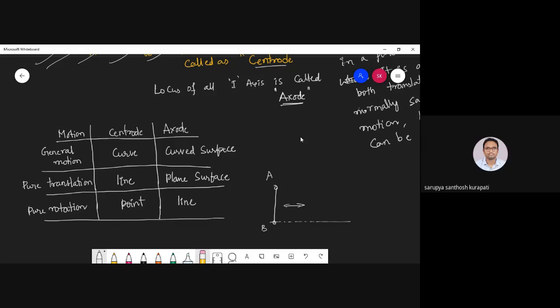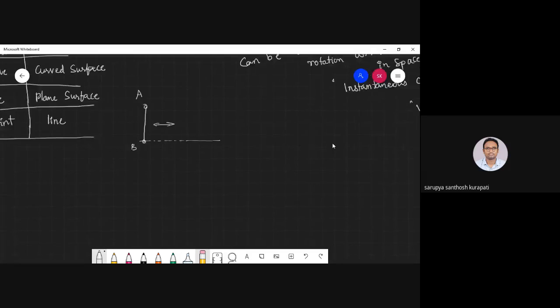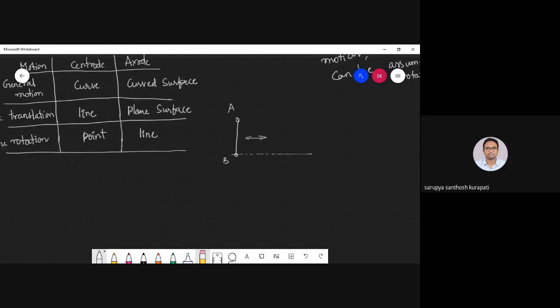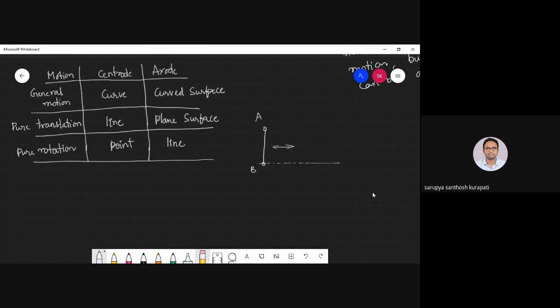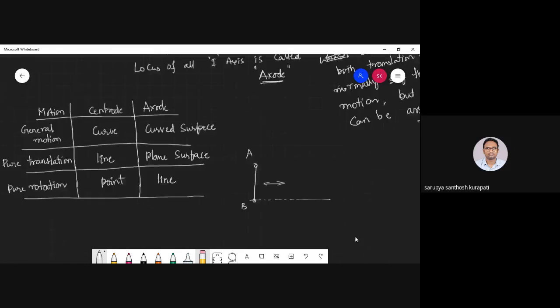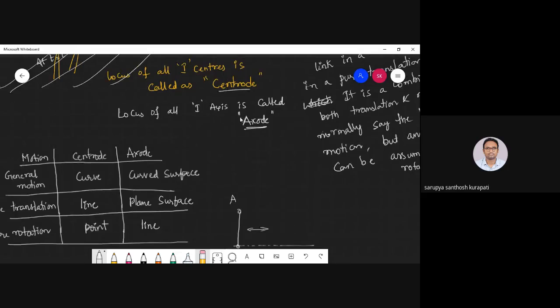ఓకే. సో బేసిక్ గా I సెంటర్ ఏదైతే ఉందో, I సెంటర్ ని ప్రొజెక్ట్ చేస్తే వచ్చేదే axod, అవునా? సెంట్రోడ్ ని ప్రొజెక్ట్ చేస్తే వచ్చేది axod, అవునా కదా? Yes sir. That's what the definition: locus of all I axis is nothing but axod.